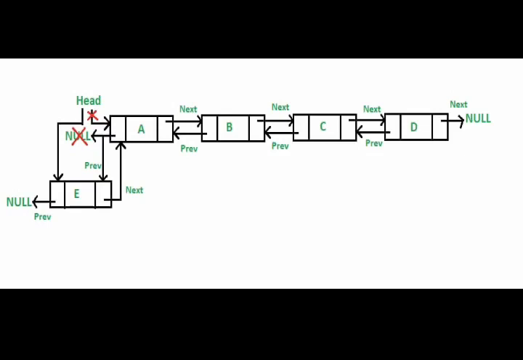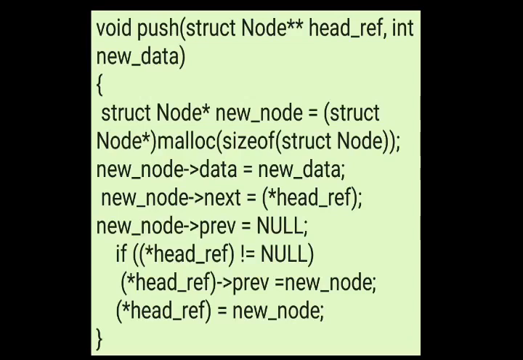Always remember a point: the head node's previous should always point to null. This is the main point. The head pointer's previous should point to a null value. So this is the concept. You have created a node at the front. Now we shall see the code.